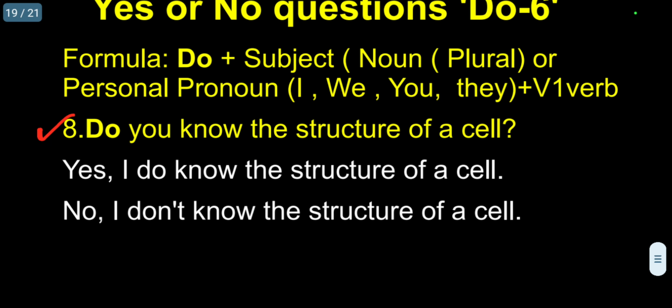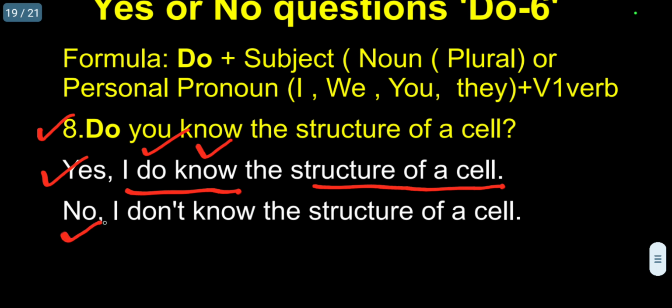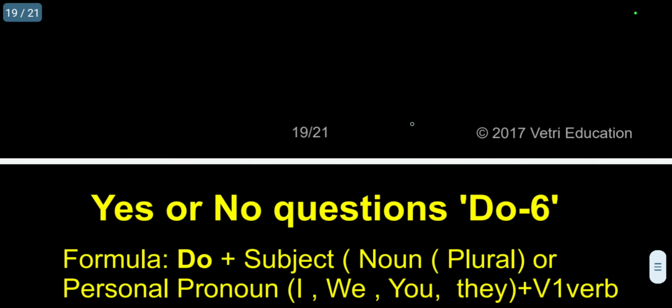When you say structure, automatically it is biology, botany, plant cell or animal cell. If it is yes: yes, I do know the structure of a cell. Know is the main verb, do is the auxiliary verb. If it is negative: no, I don't know the structure of a cell. Please follow.